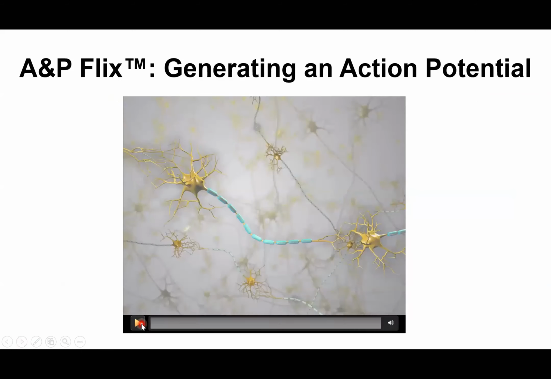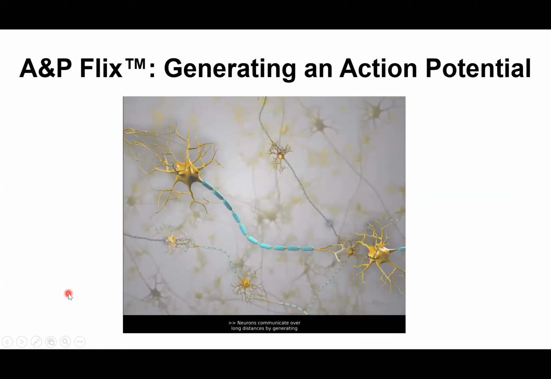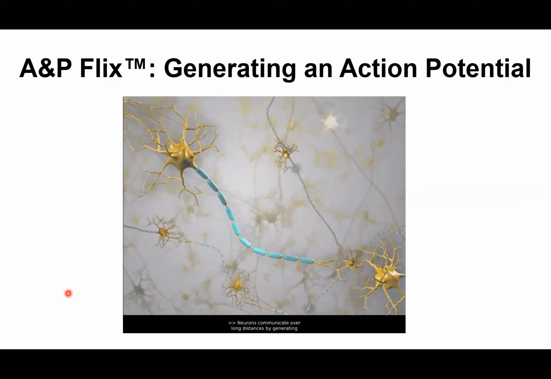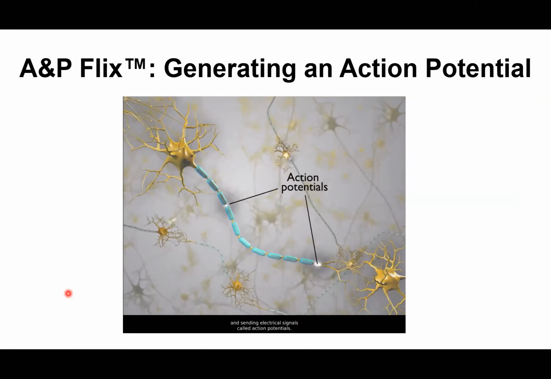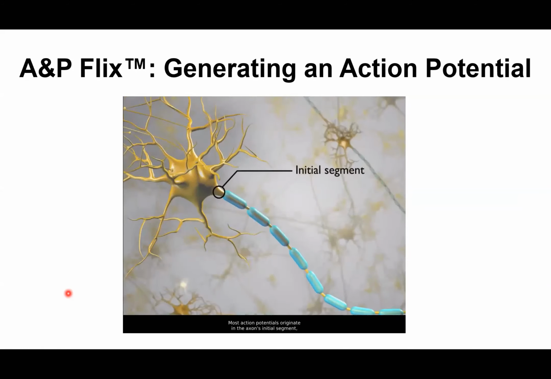All right, so here is a nice little video summarizing everything we just talked about in generating an action potential. Neurons communicate over long distances by generating and sending electrical signals called action potentials. Most action potentials originate in the axon's initial segment, a region also called the trigger zone.